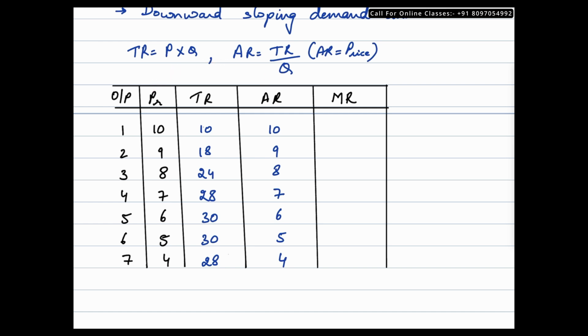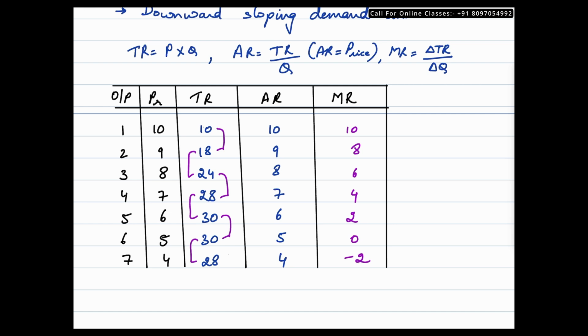Marginal revenue is calculated as change in total revenue over change in quantity. Marginal revenue would be 10 in the first output level, the second output level, the difference between these two, which is 8, then difference between these two, which is 6, then the difference between these two, which is 4, the difference between these two, which is 2, then here 0 and this minus 2.